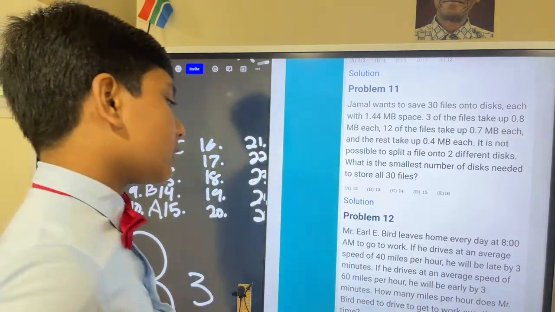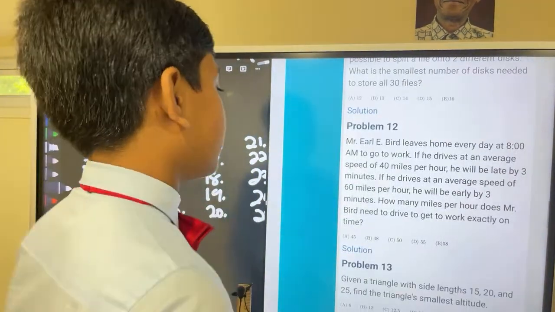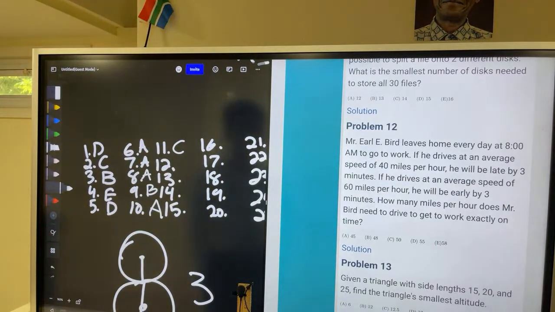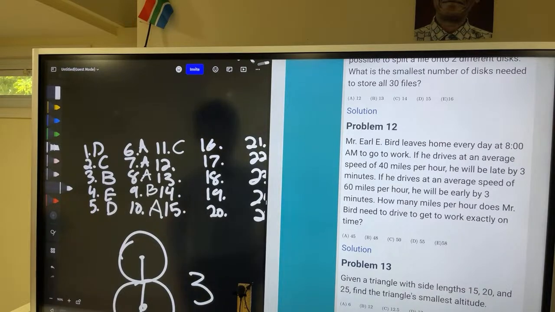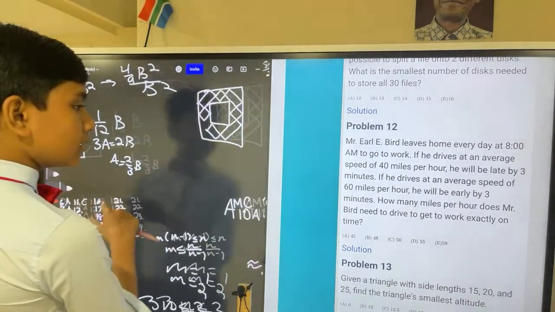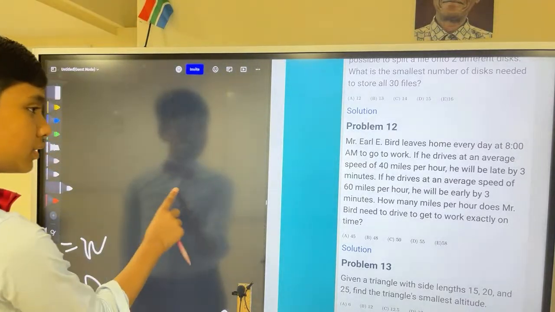12. Mr. Early Bird leaves home every day at 8 a.m. to go to work. If he drives at an average speed of 40 mph, he will be late by 3 minutes. If he drives at an average speed of 60 miles per hour, he will be early by 3 minutes. How many miles per hour does Mr. Bird need to drive to get to work exactly on time? You know what they say, the early bird gets the worm.